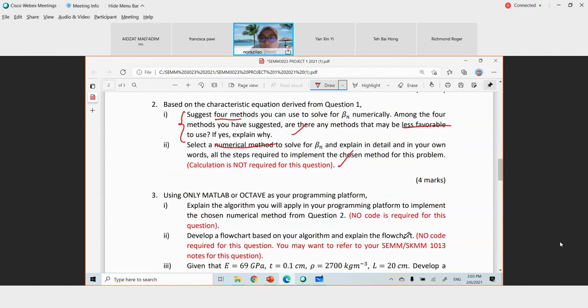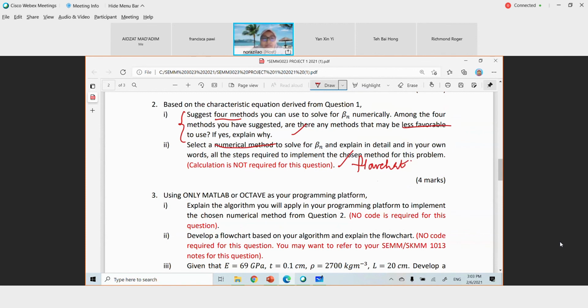The question also asks you to explain in detail in your own words all the steps required to implement. So it means this is the same as Sudoku, the same as how you can solve it using a flowchart. Okay, flowchart.